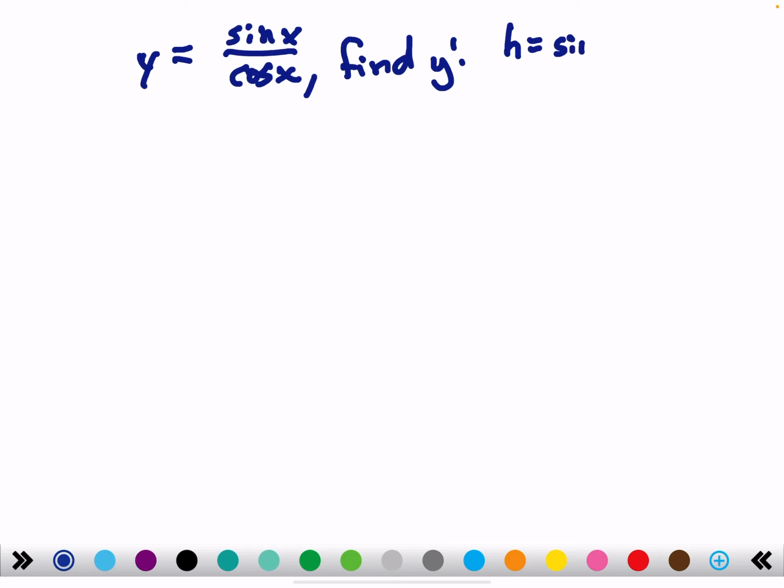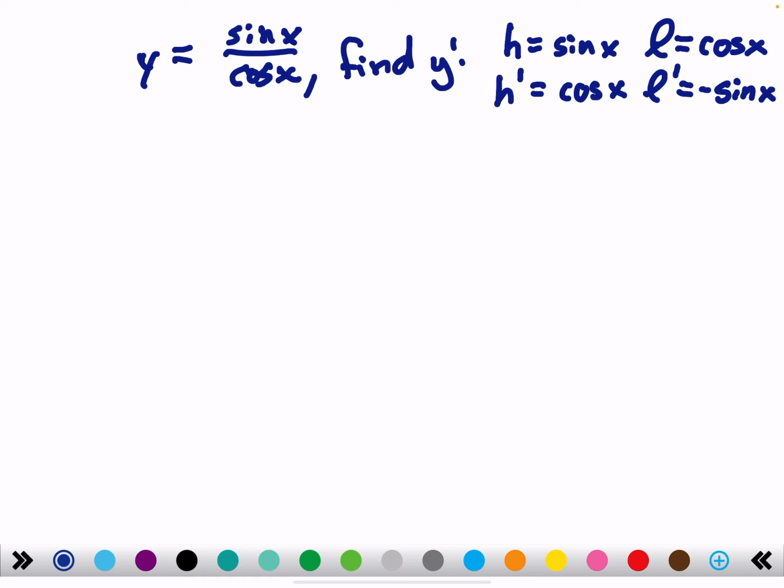So if y equals sine x over cosine x, find y prime. Well, this is a quotient because you have the sine function in the numerator divided by the cosine function in the denominator. So we have to use the quotient rule. So the numerator is sine x. The denominator is cosine x. And the derivative of sine x is cosine x. The derivative of cosine x is negative sine x.